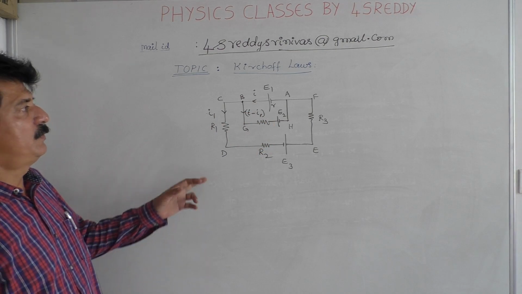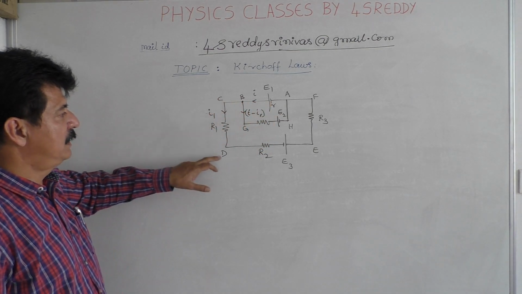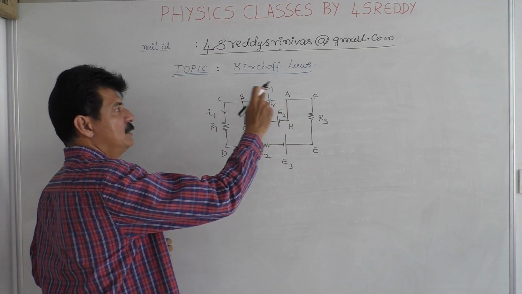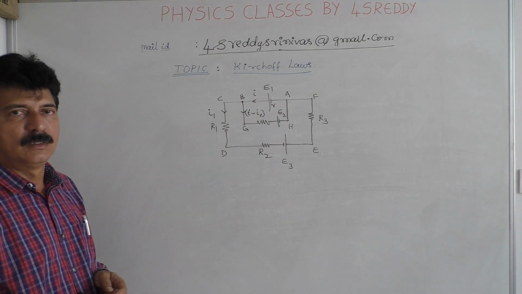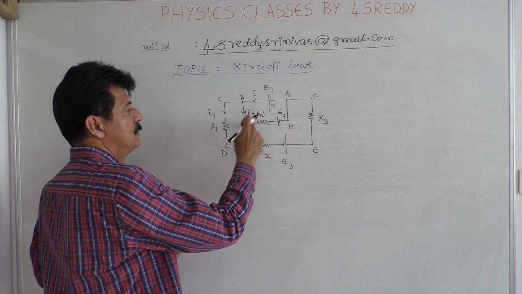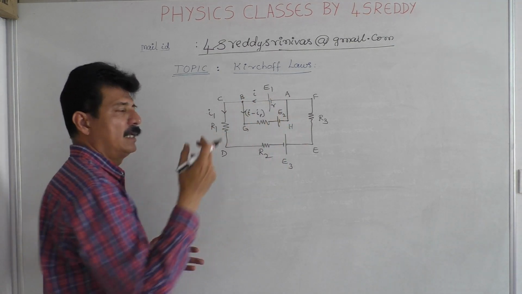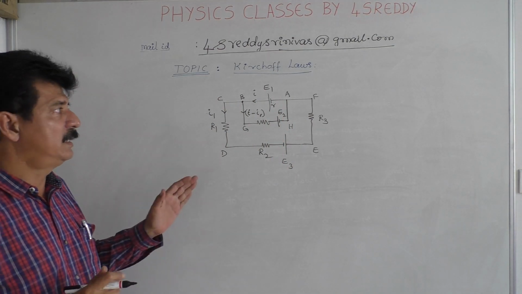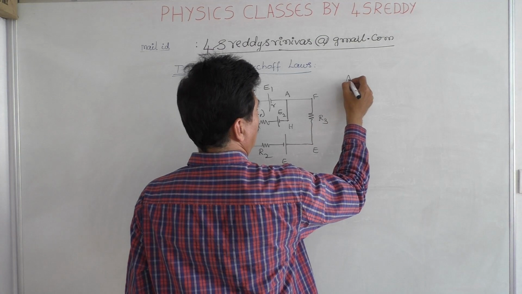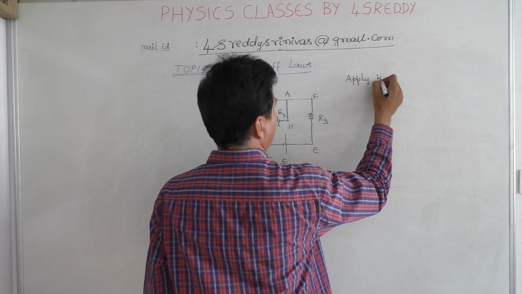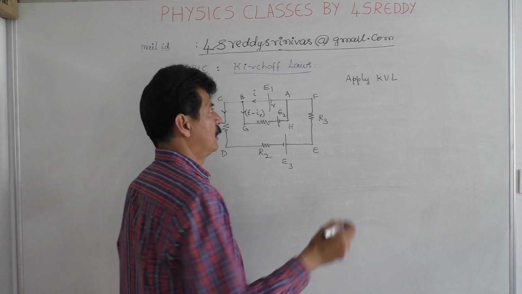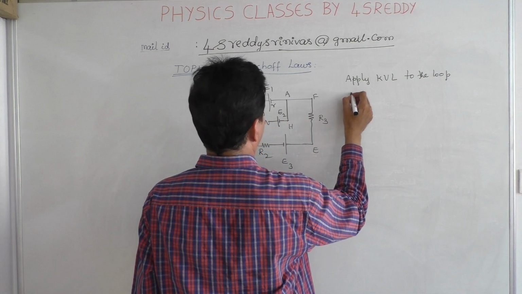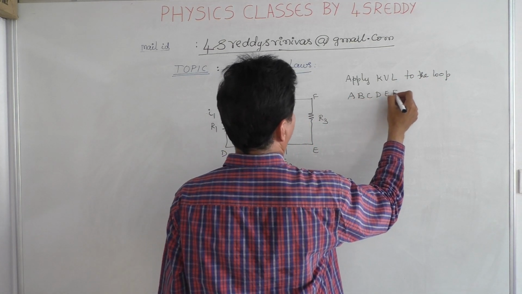Then, if you observe this, we have a loop A, B, C, D, E, F, A, which is one closed loop. A, B, G, H, A is another closed loop. Or A, H, G, B, C, D, E, F, A is another closed loop. So there are so many loops we have. In that case, if you apply KVL, that is Kirchhoff's voltage law, the second law, to the loop A, B, C, D, E, F, A.